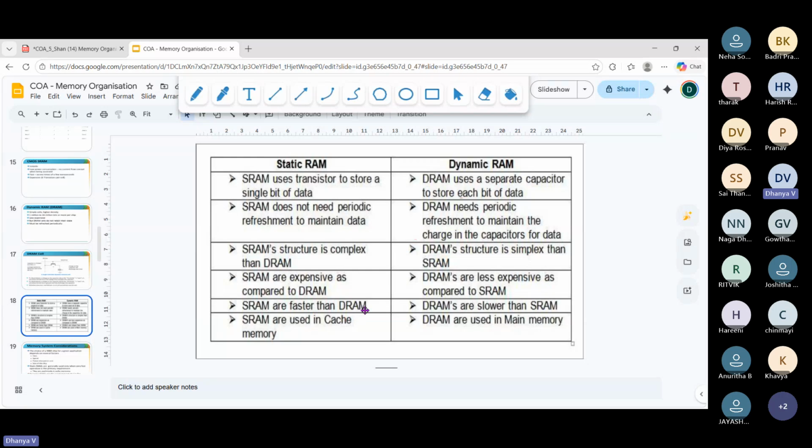SRAMs are faster. DRAMs are slower. So SRAMs are usually used in cache memory because they are faster, and DRAMs in our main memory.